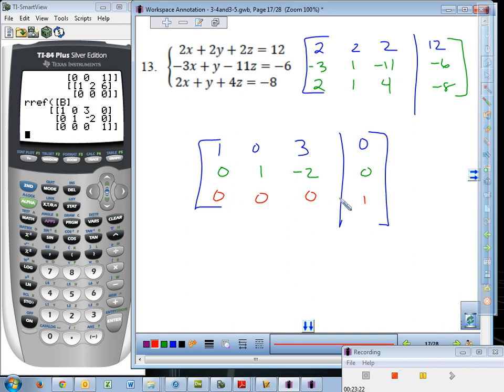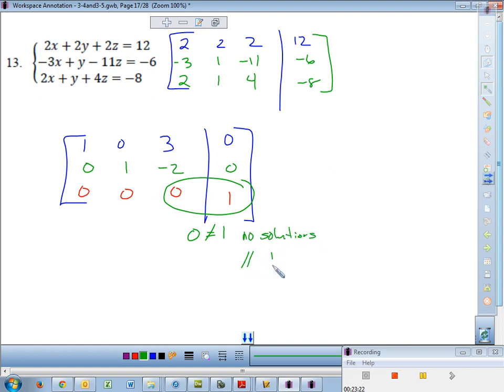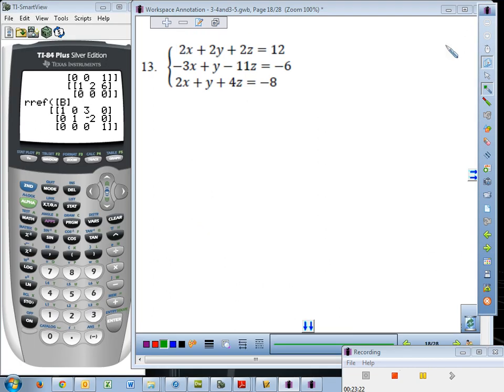So we're good with this? Do we get ones going diagonally? Yes or no? Nope. So we look here. Do we have infinite solutions or no solutions? Please put 0 equals 1, cross it out, and say no solutions. Parallel lines. Inconsistent. Next. That's why I write a matrix first.